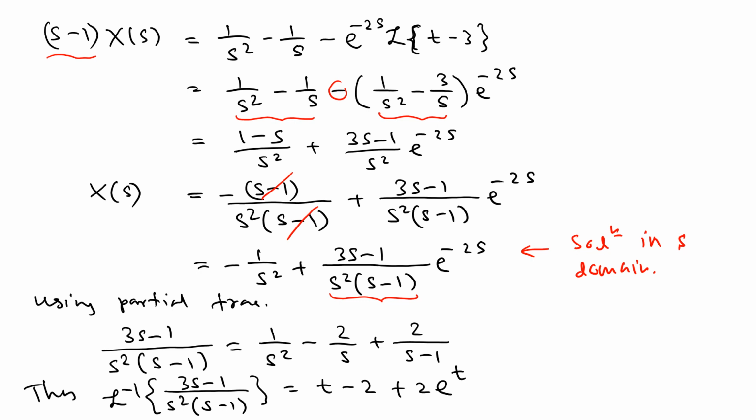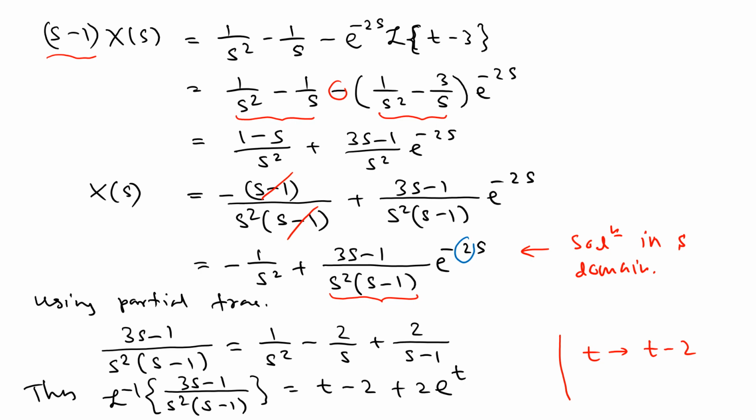Now we can use the second shifting theorem. From the second shifting theorem, we know that a is equal to 2. So that means we're going to replace each t by t minus 2, and then multiply by u of t minus 2 also. So that's it. Now we can use the second shifting theorem and write the final solution for that. Okay, so that's the end of this.